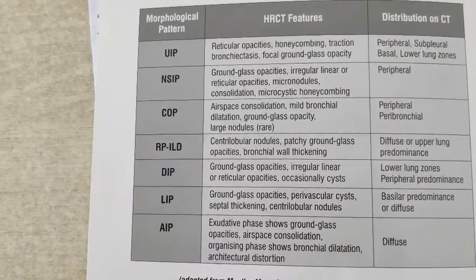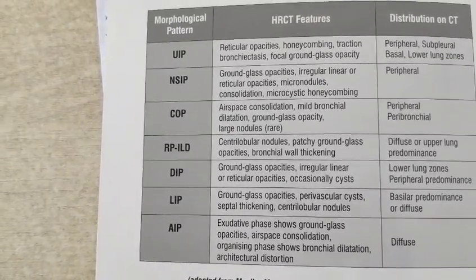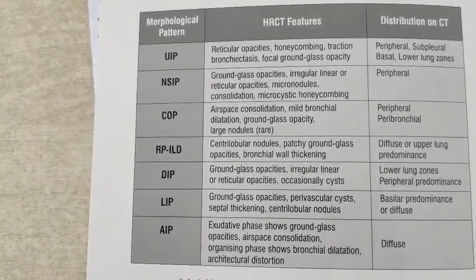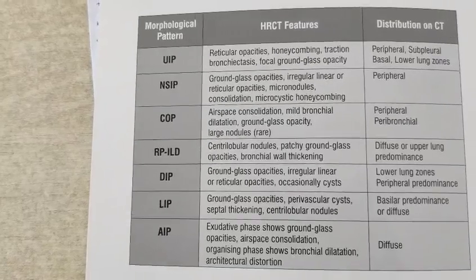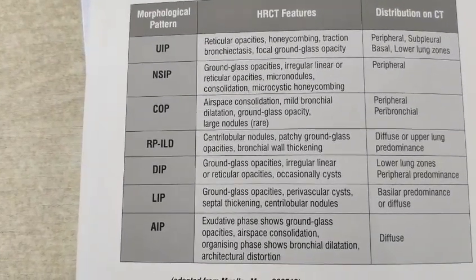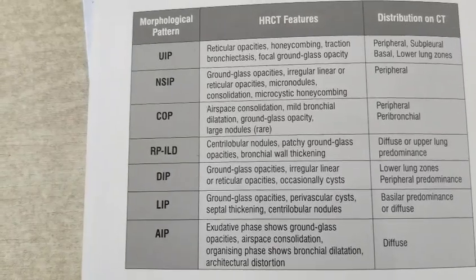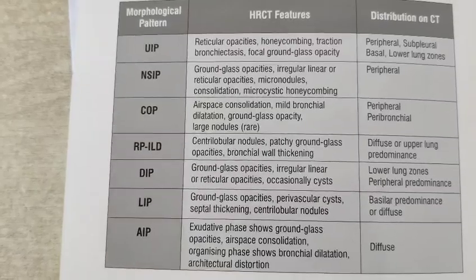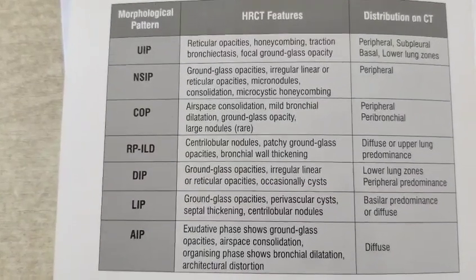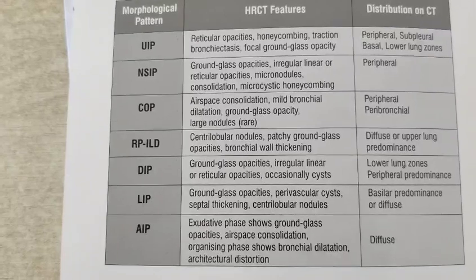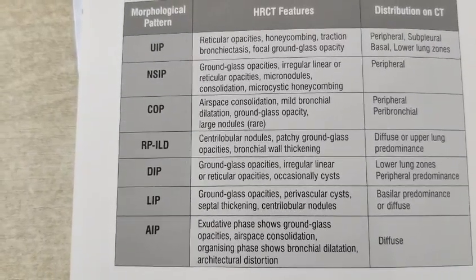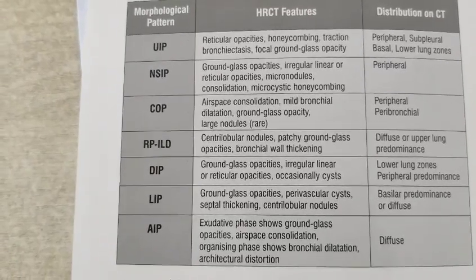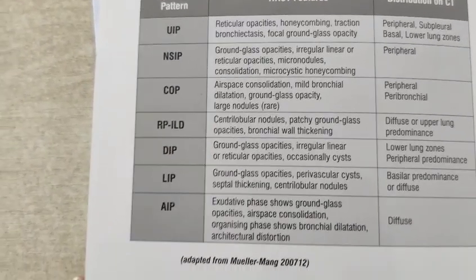DIP, desquamative interstitial pneumonia: GGOs, irregular linear or reticular opacities, occasionally cysts. DIP distribution will be lower lung zones and peripheral predominance. LIP, lymphoid interstitial pneumonia: ground glass opacities, perivascular cysts, septal thickening, centrilobular nodules. Distribution on CT, basilar predominance or diffuse. Acute interstitial pneumonia: exudative phase shows ground glass opacities and airspace consolidation. Organizing phase shows bronchial dilatation and architectural distortion. Distribution will be diffuse.